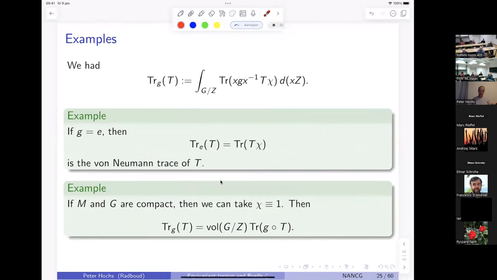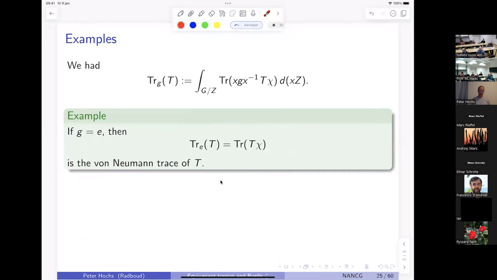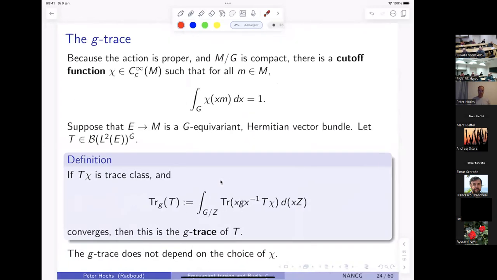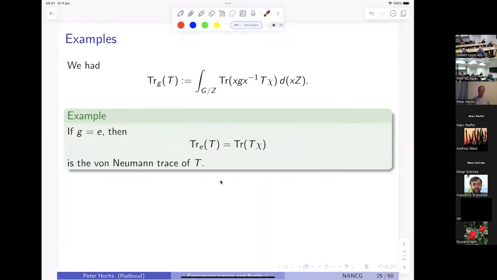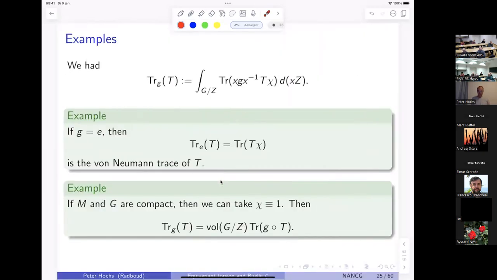And in the compact case, we can take this function chi to be constant 1. If you normalize the volume of G to be 1, so if you take chi to be 1 here, then this is true. And then this whole thing just becomes a volume factor times the trace of g composed with T. So we have some special cases.